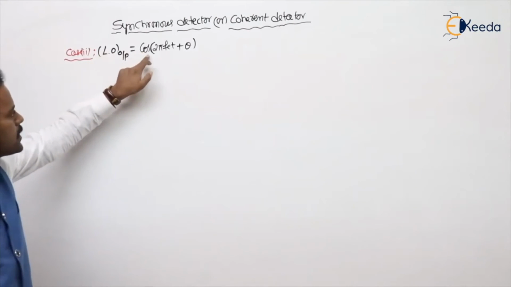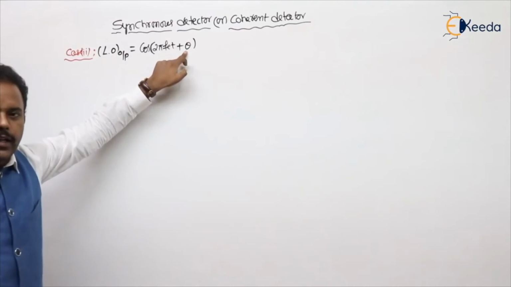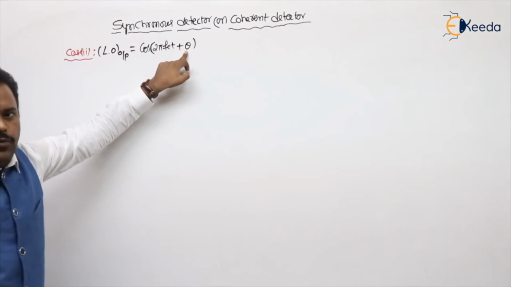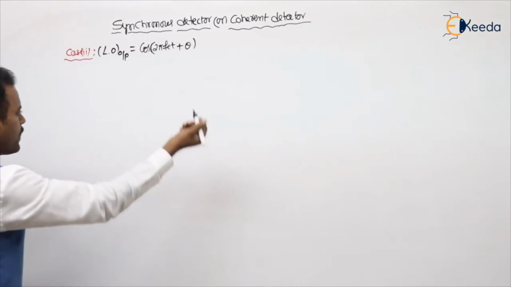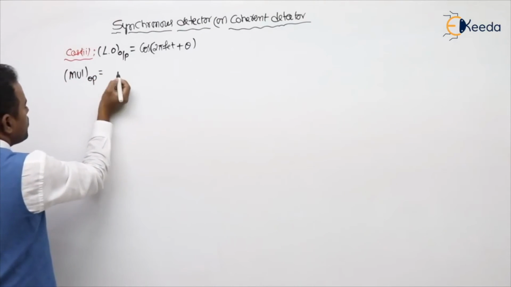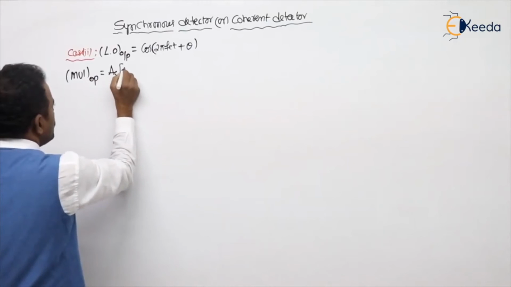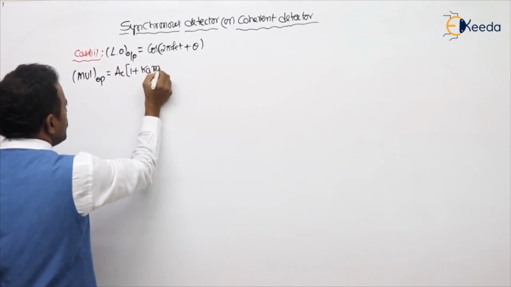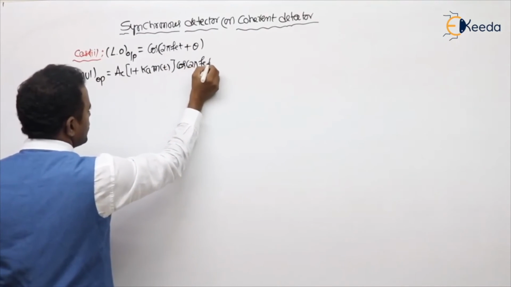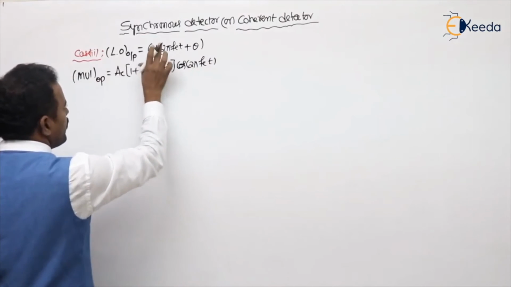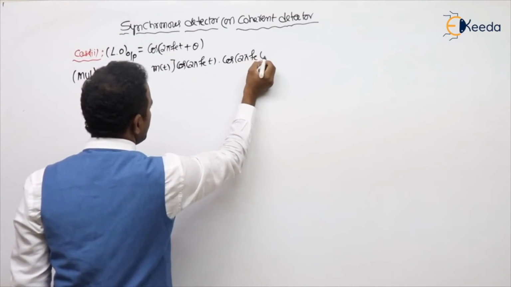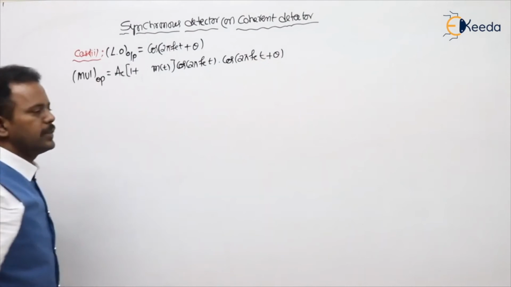If the local oscillator output is cos(2πfct + θ), where θ is the phase difference between the received carrier and the local oscillator output, then what will happen? Let's see. What is the first block? We have a multiplier. So what is the multiplier output? It is Ac(1 + Ka m(t)) cos 2πfct. Ka value is 1. No need of writing. Multiplied by cos(2πfct + θ), having a phase difference of θ.